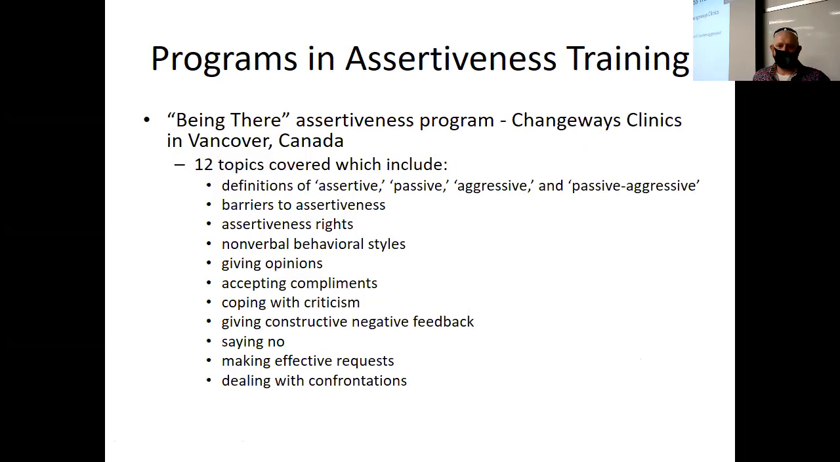Another assertiveness program. This one's out of Vancouver, Canada. It's got 12 topics that they cover. They go over the definitions of assertive, passive, aggressive, and passive aggressive. Can anybody think of a good example of being passive aggressive? I should be able to, because I get accused of being that way sometimes.